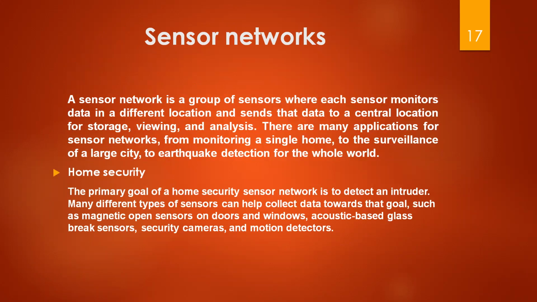So the first is home security. The primary goal of a home security sensor network is to detect an intruder. Many different types of sensors can help collect data towards that goal, such as magnetic open sensors on doors, windows, and glass break sensors, security cameras, and motion detectors.